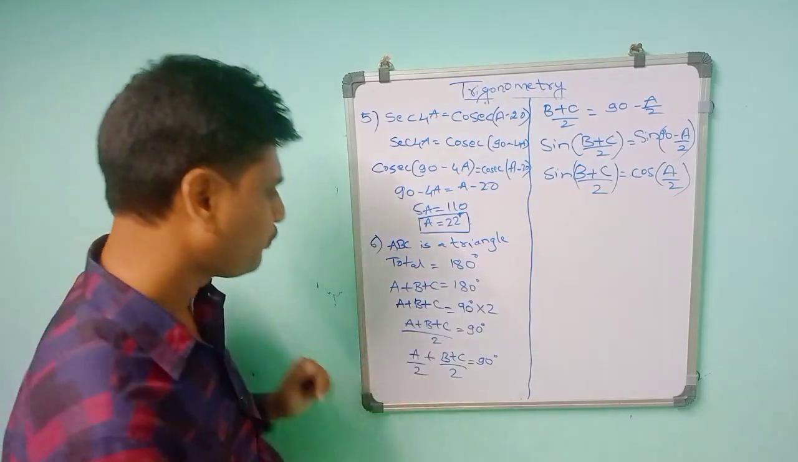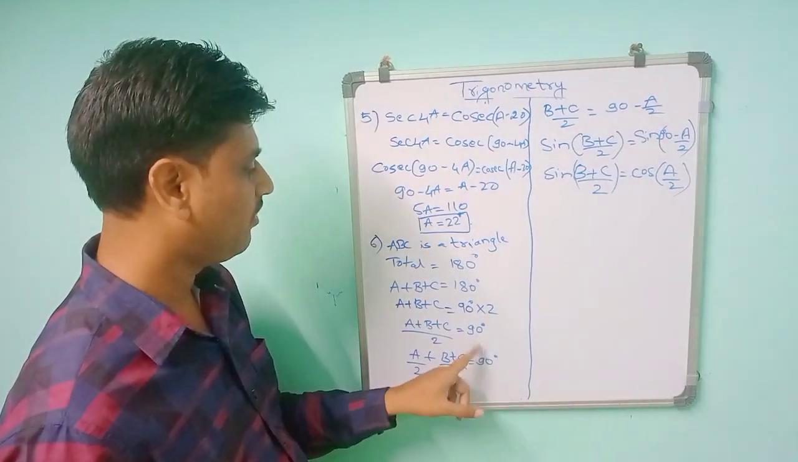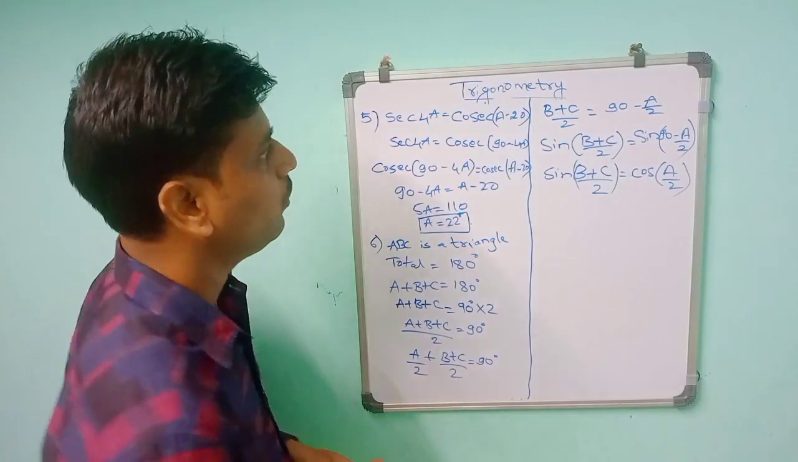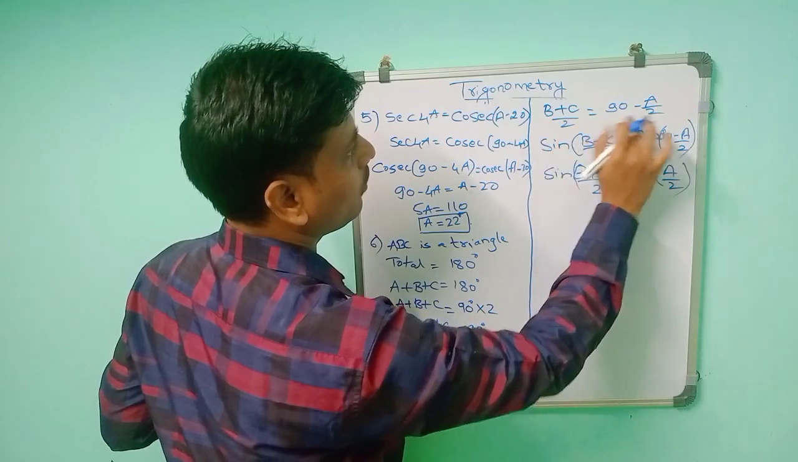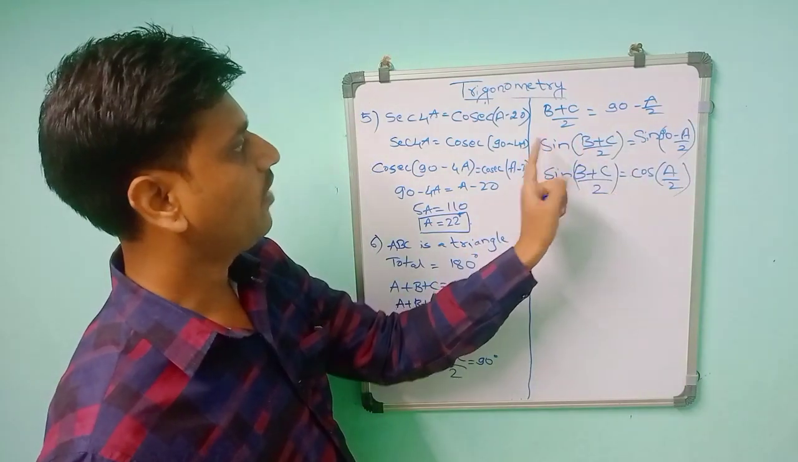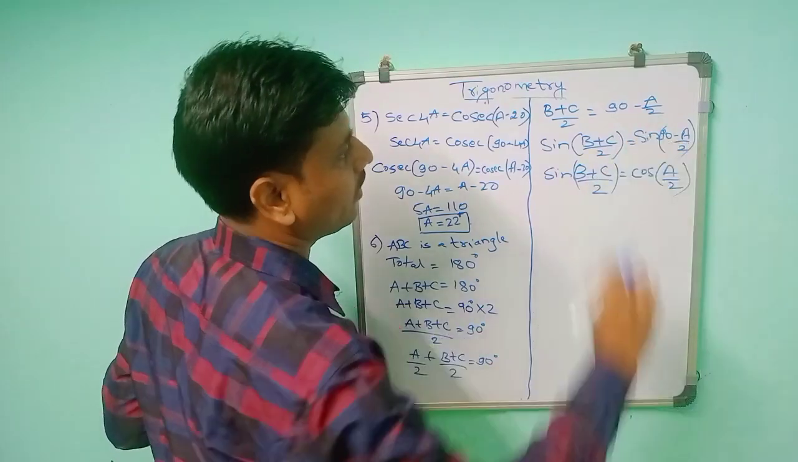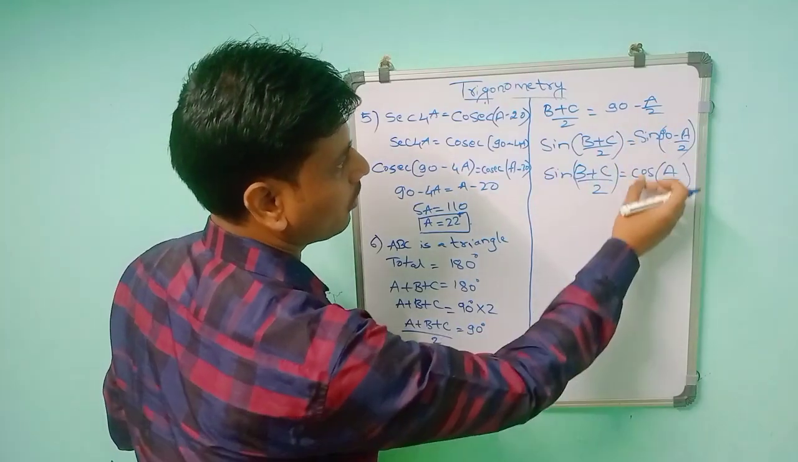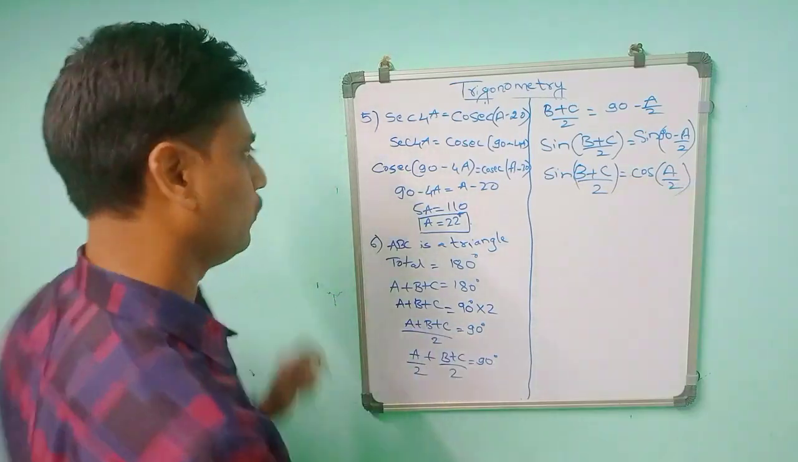So here the only thing we have to do is take it in terms of 90 into 2. So 90 is remaining, so you have to divide it by 2. Then you take A to this side. So (B plus C)/2 is equal to 90 minus A/2. They ask you for sine, so take sine on both sides. This sine will be converted into cos because it is in terms of 90 degrees, the complementary angle. So sine of (B plus C)/2 is equal to cos A/2.